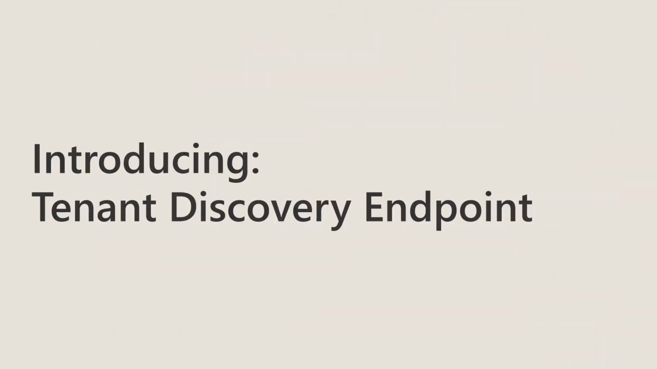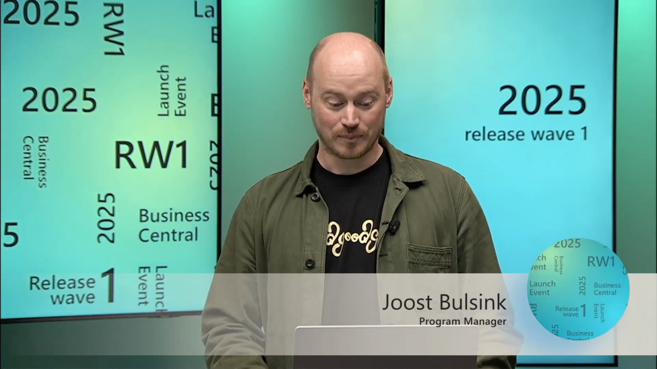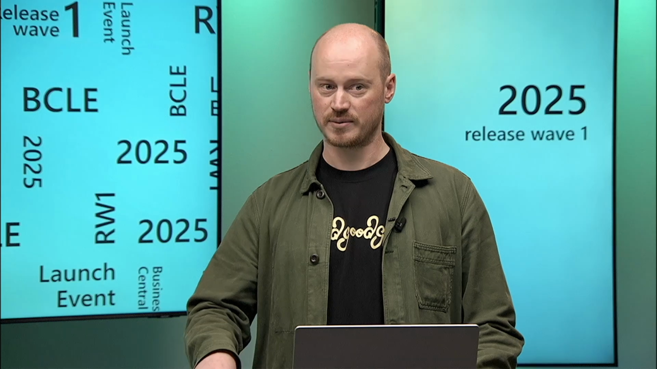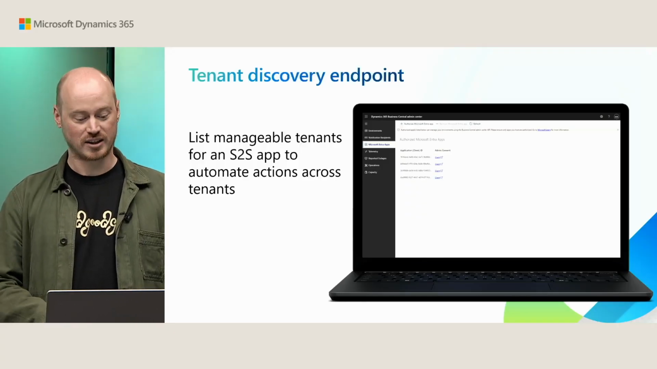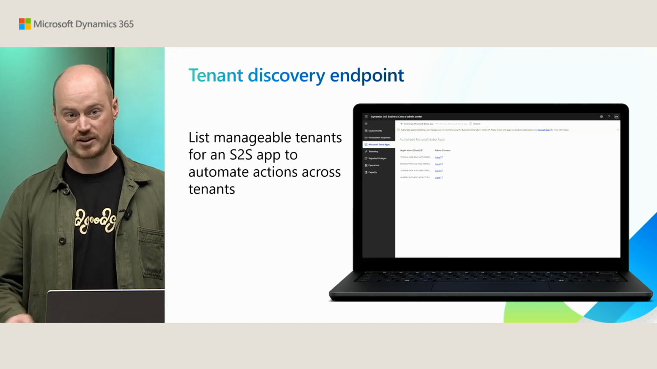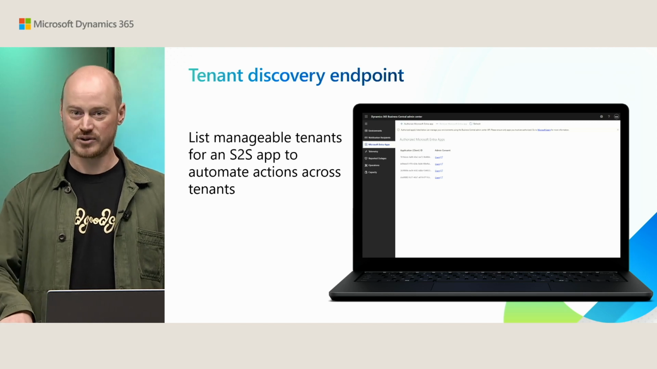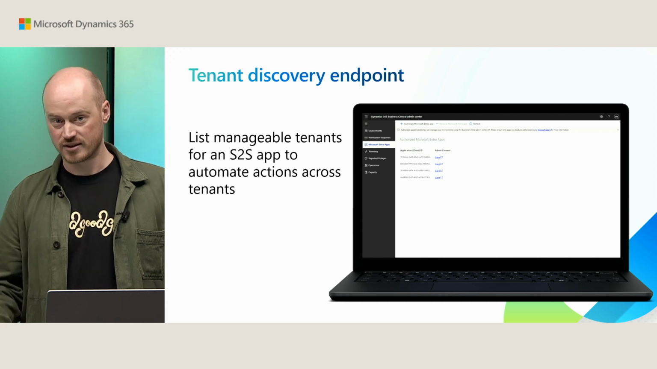Hello, everyone, and welcome to this Business Central launch event session on a new API endpoint, the Tenant discovery endpoint. This is a small feature and a continuation to the S2S app authentication for the Admin Center API that we built some time ago. We've seen many partners use their apps to automate administrative operations across their customer environments in different tenants. But one thing that was still missing was a discovery endpoint that would give you a list of tenants to which that app has access.